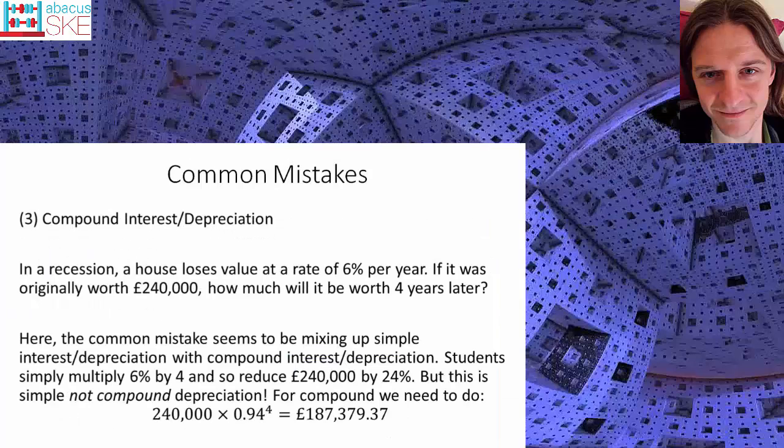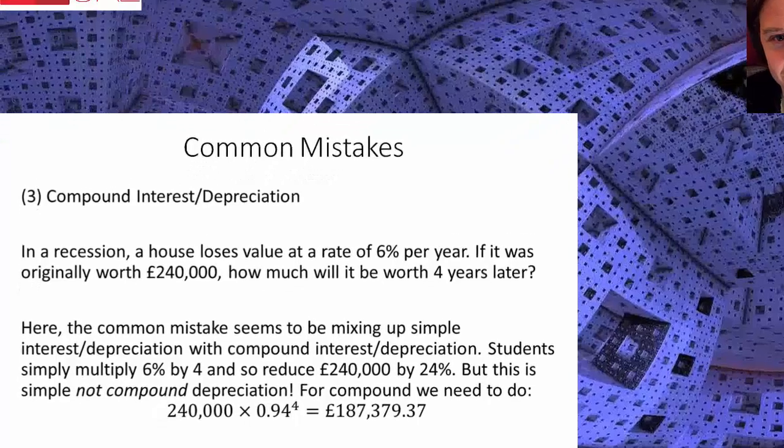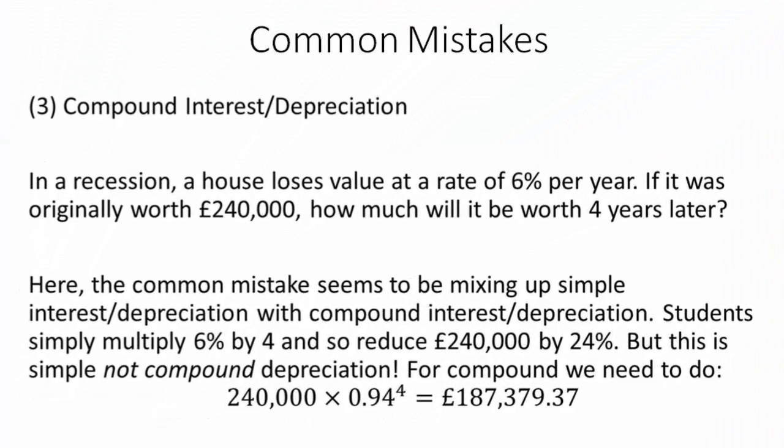Okay, compound interest and depreciation is confusing because a lot of them haven't got the hang of the multipliers, but also they forget the kind of formula that you need for compound interest and depreciation. Let's take an example question. In a recession, a house loses value at a rate of 6% per year. If it was originally worth $240,000, how much would it be worth 4 years later?